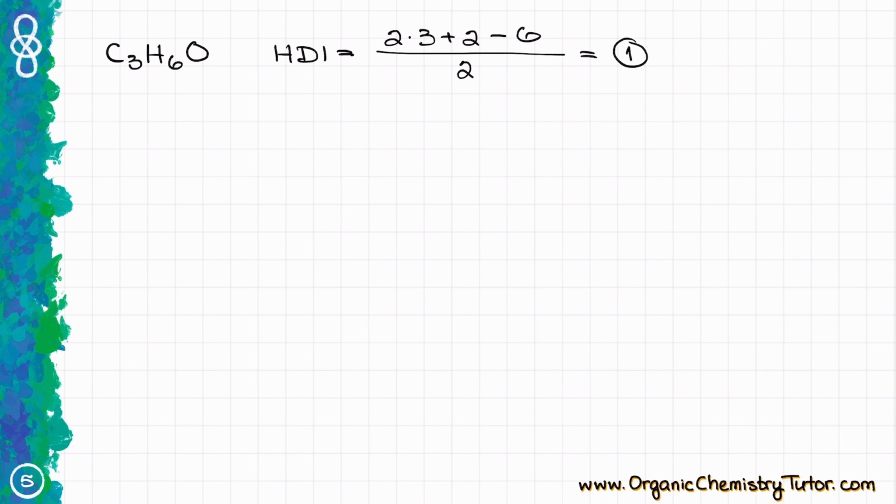So I have 1 degree of unsaturation, which means that I should expect to see either a double bond in this molecule, or I'm going to see a ring, or a cycle if you want to call it this way. So I'm going to incorporate those features into my skeleton as I'm building it right away.